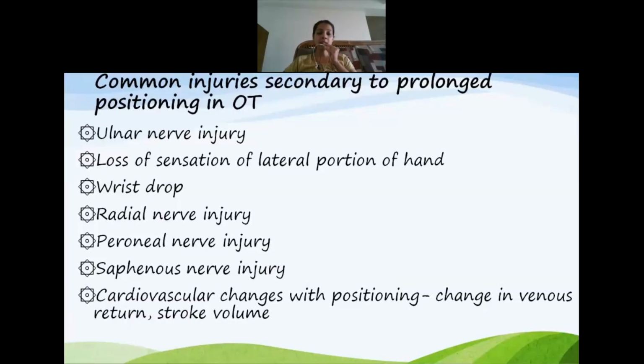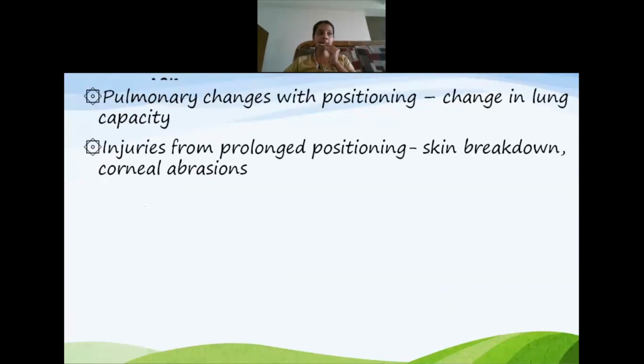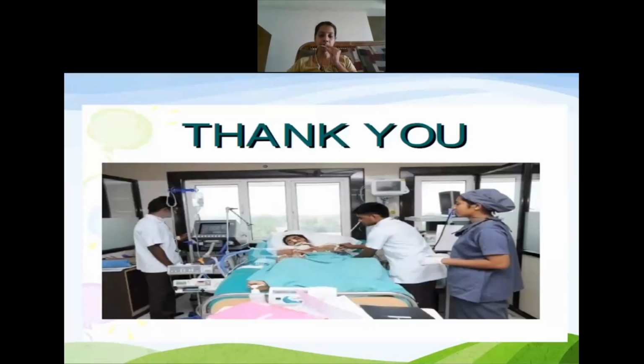Then because of this continuous similar positioning, they can have cardiovascular changes, that is a change in the stroke volume. Then they can also have decreased lung capacity or decreased pulmonary functioning. Then it can also result in skin breakdown and corneal abrasions. So these are the different positions that are used in the OT, and the injuries that will happen in different positions.